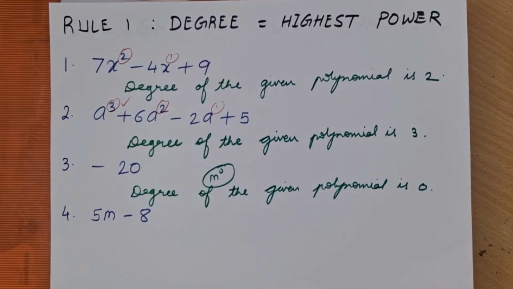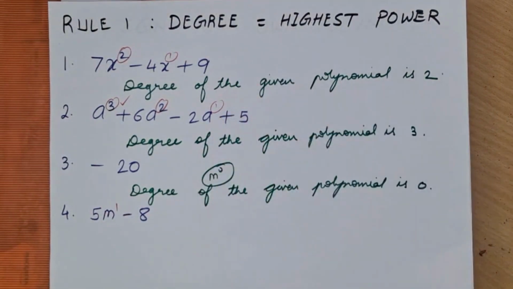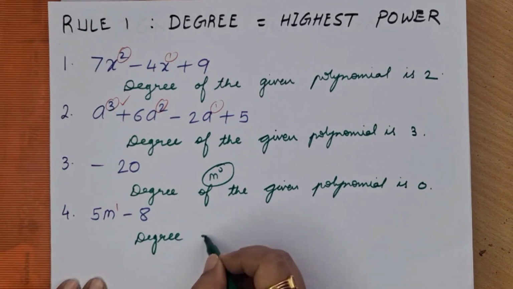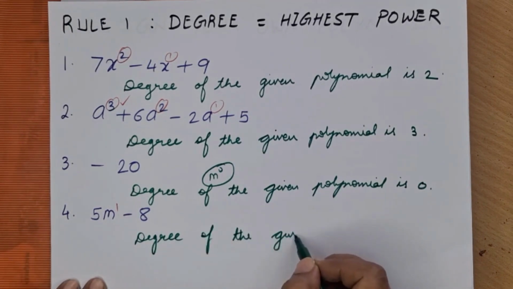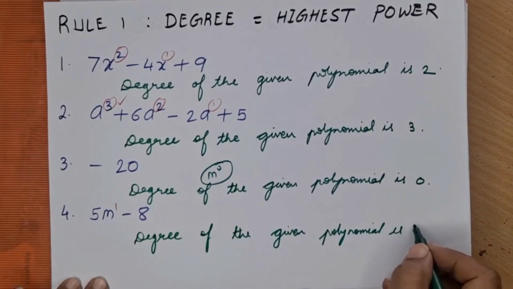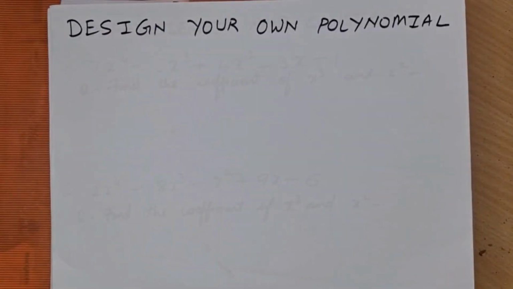Example 4. Look at 5m minus 8. Focus on the m. It has no power written on top. Is the power 0? Huge mistake. When a variable sits completely alone, its invisible power is always 1. So the degree here is 1.